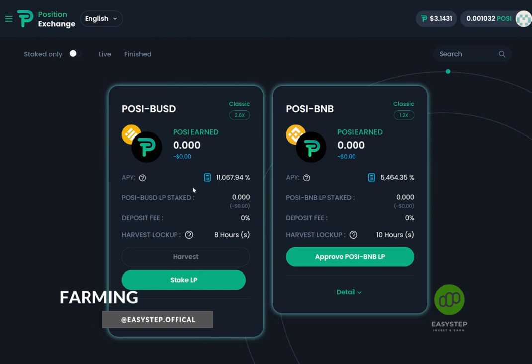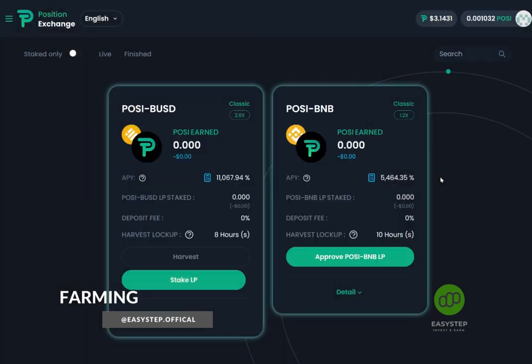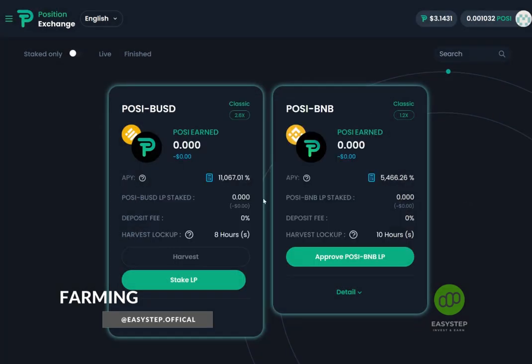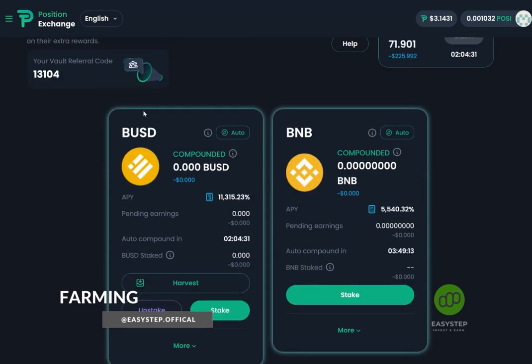Now, currently the APY for the POSI BUSD is 11,000% and POSI BNB is 5,000%. And you can pull up the calculator and see that this is 1.3% and this one is 1.1%. Now, I actually earned quite a bit of money from this one, but when you're ready to stake in this pool here, unlike the vault, it is a single asset stake. Okay, so all you need is BUSD.